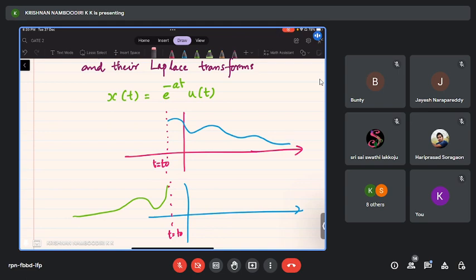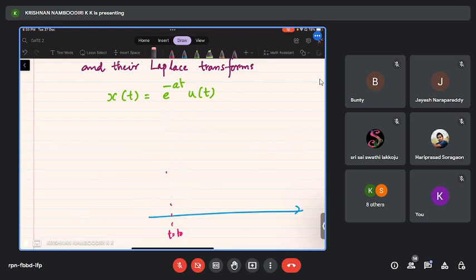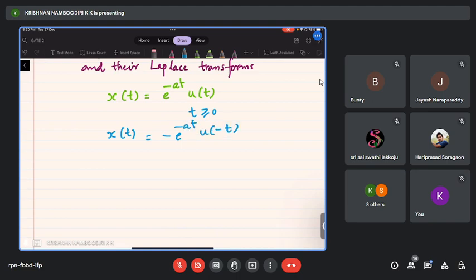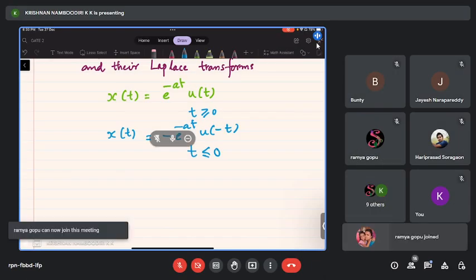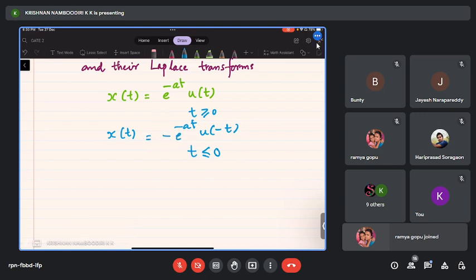Now x of t equal to e power minus at u of t is a right-sided signal, correct? As somebody said in the chat box, it has value only if t is greater than or equal to 0. Similarly, x of t equal to minus e power minus at u of minus t is a left-sided signal, with non-zero value only if t is less than or equal to 0. Everybody agree with this? Now, we will try to connect this with LTI systems.